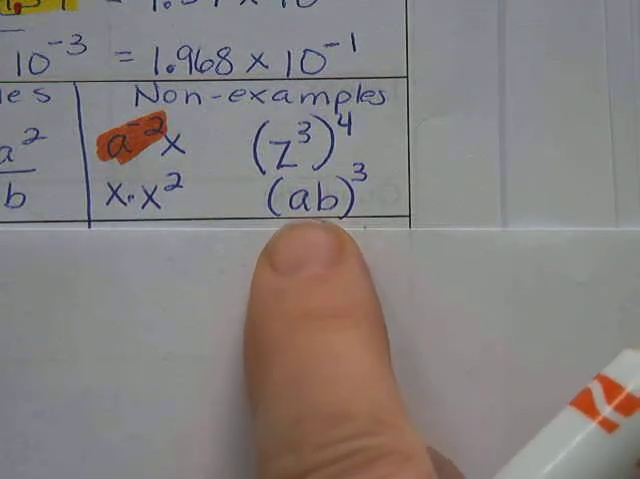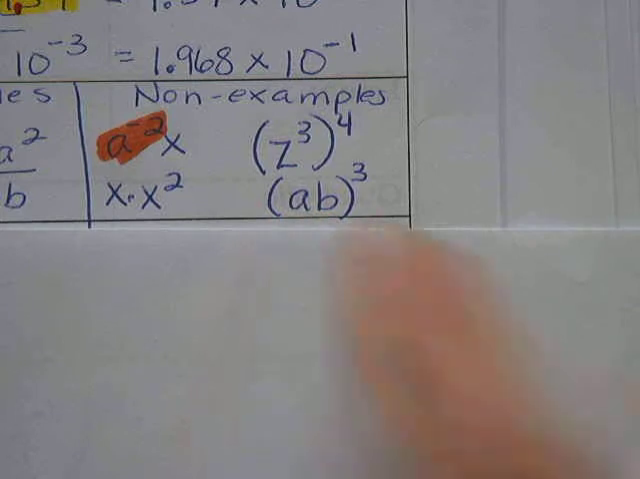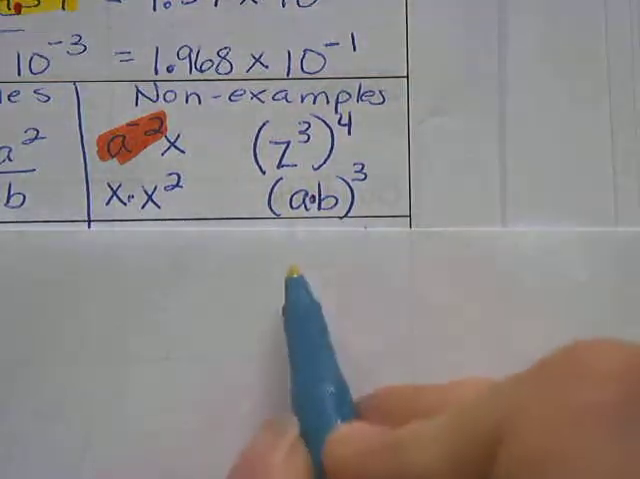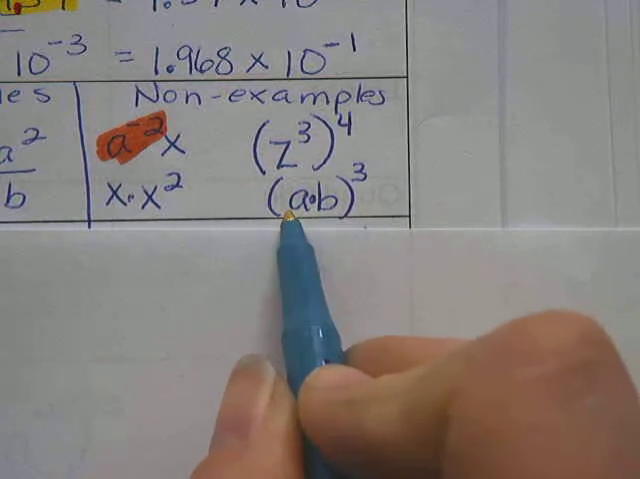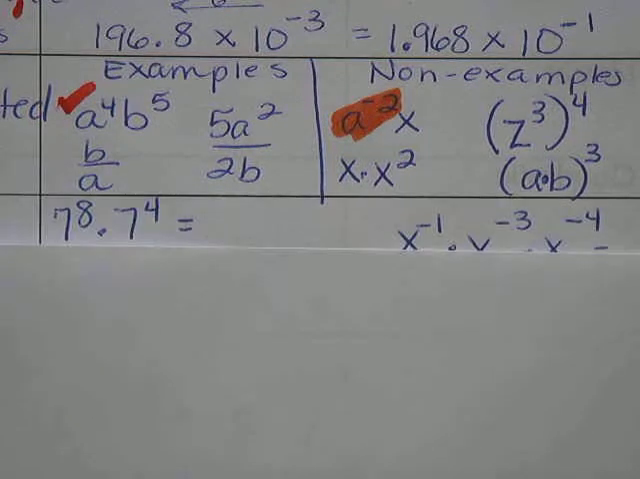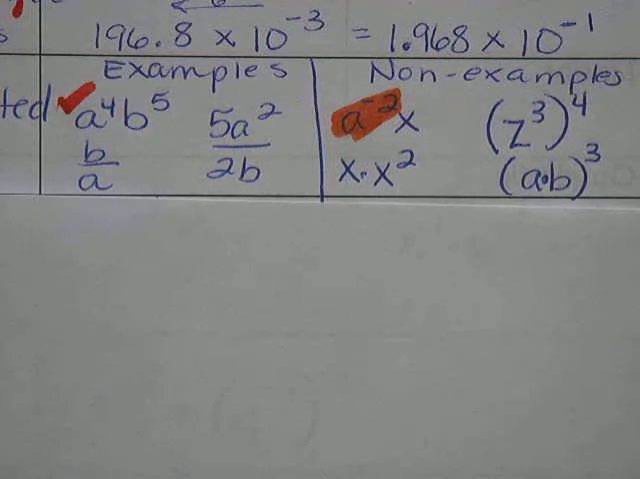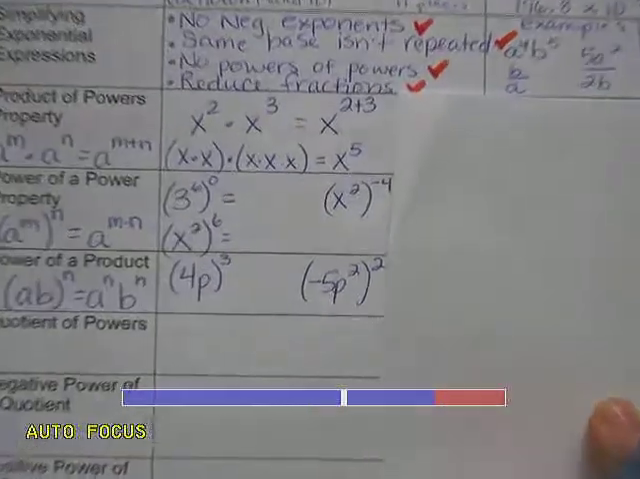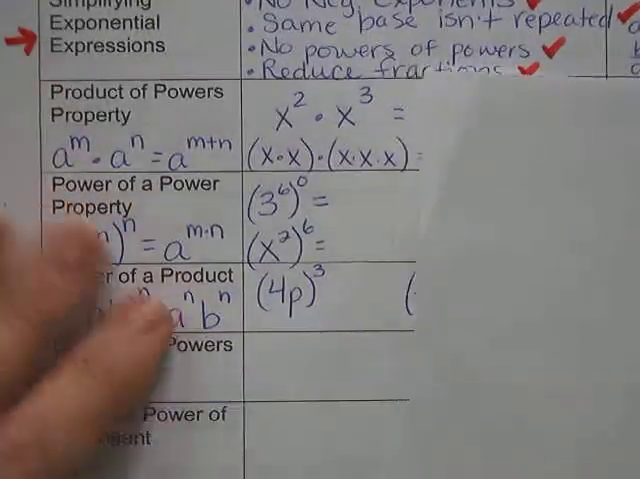That's not simplified. And this one's not simplified because we have what's called a product of a power. A product means we're multiplying 2 things and they're all being raised to the power. So those are things we're going to learn today that can be simplified. Okay, so if you have to pause the video and take a minute to record those, please do that. Now we're going to go on to 2 other rules.